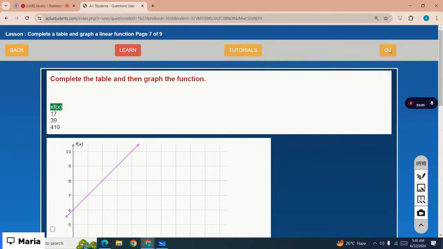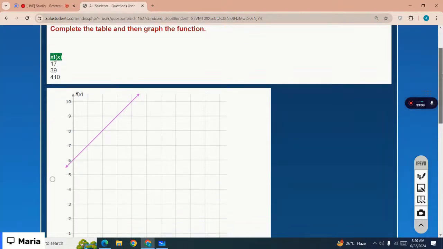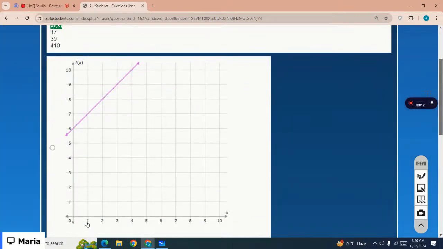Read the table and then graph the function. X is 1, Y is 7; 3, 9; 4, 10. X is 1, Y is 7. X is 3, Y is 9. So option number one is the correct option.